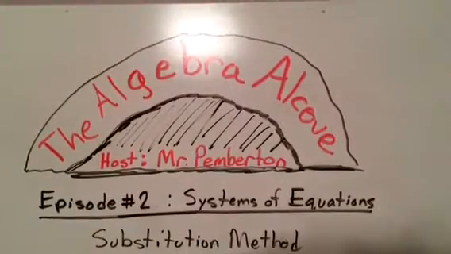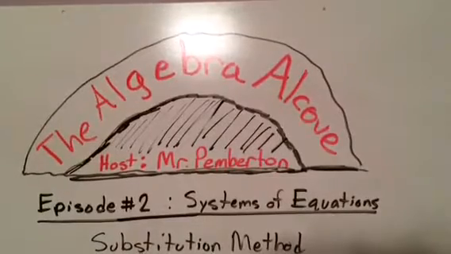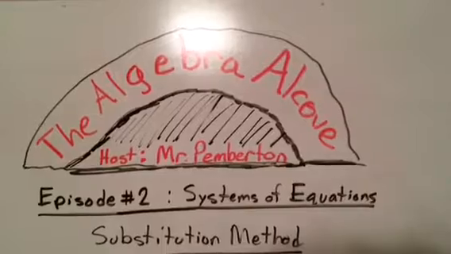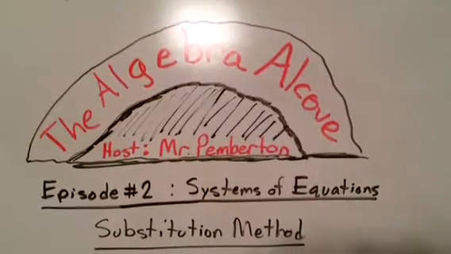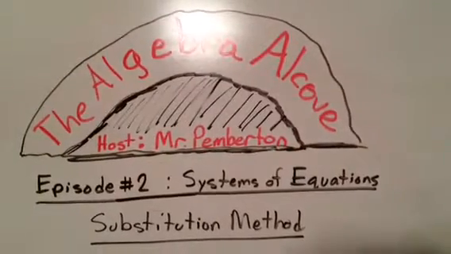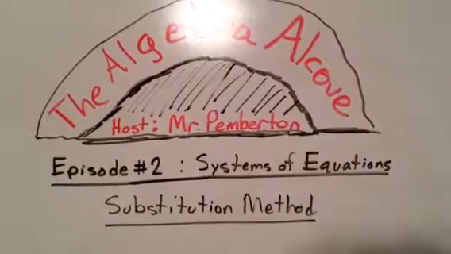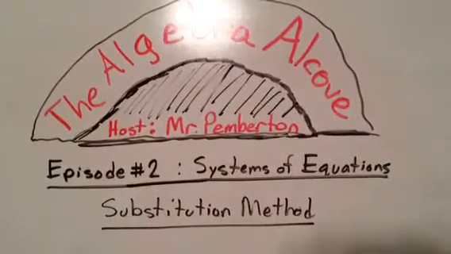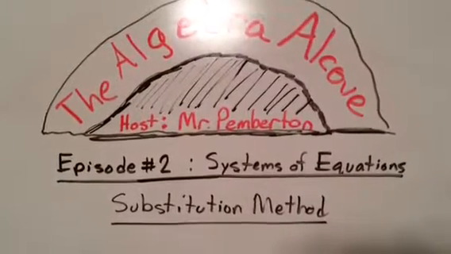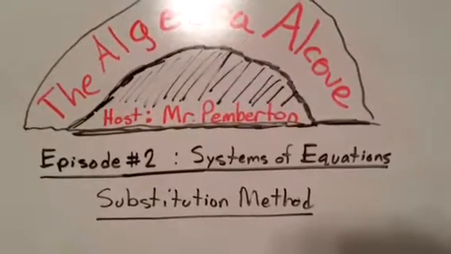This has been episode 2 of the Algebra Alcove, hosted by Mr. Pemberton. In this video, we saw how to solve a system of equations using the substitution method. One method is to solve both equations for y and set them equal to each other. However, a second, much faster method is if one of the equations is already solved for a variable, we may substitute it into the other equation immediately and start to solve our problem.